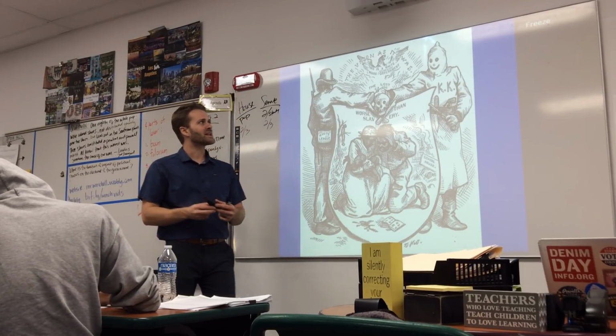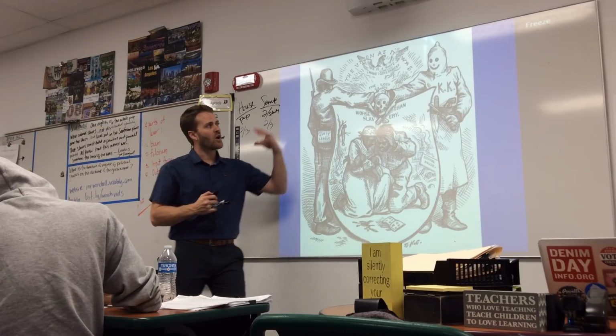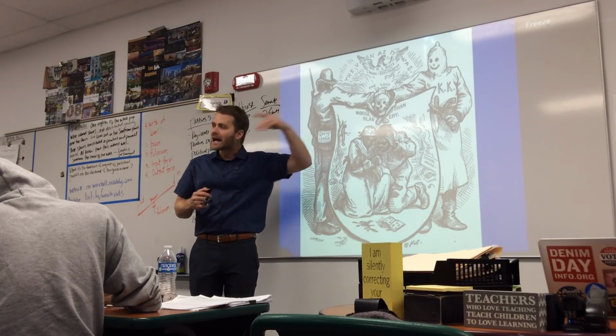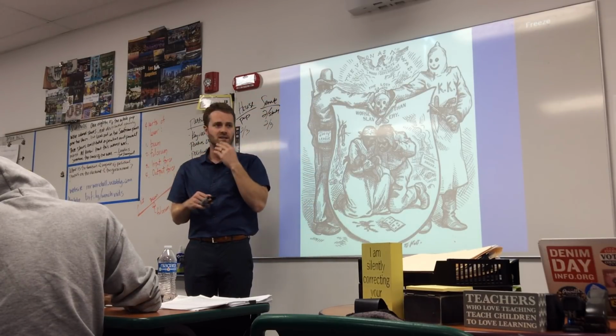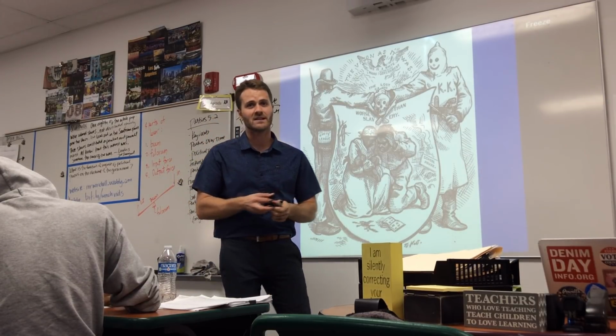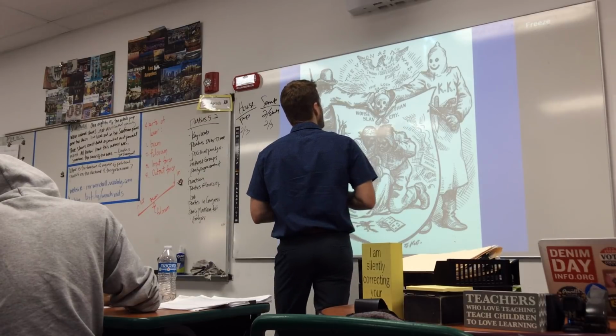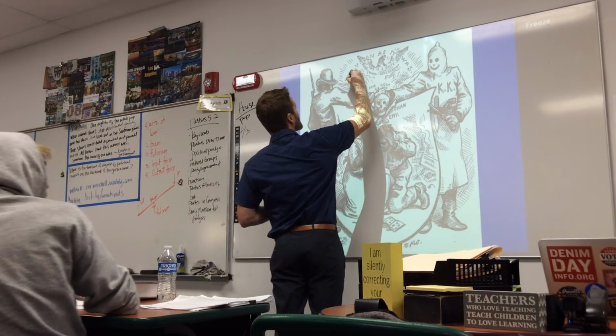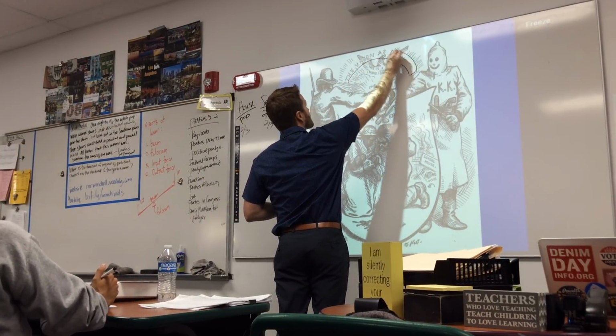So Nast is pointing out that these Southern forces are uniting to try to keep African Americans subjugated. The line that I think is most important on here is, I think, also one of the least noticeable. The Union as it was.